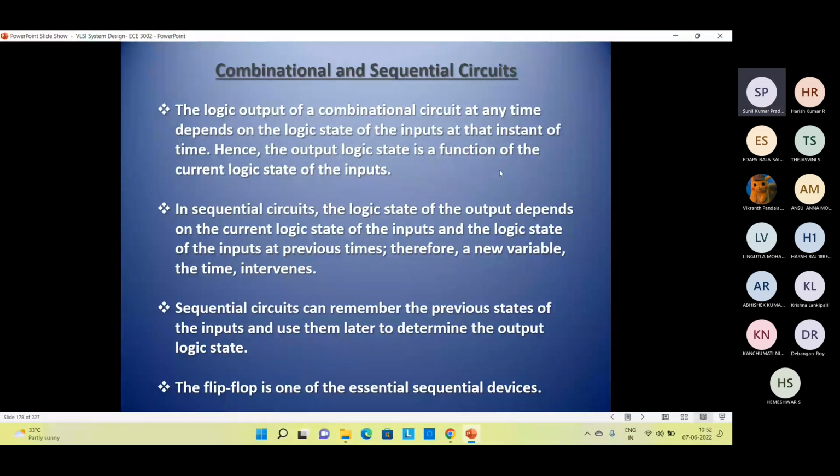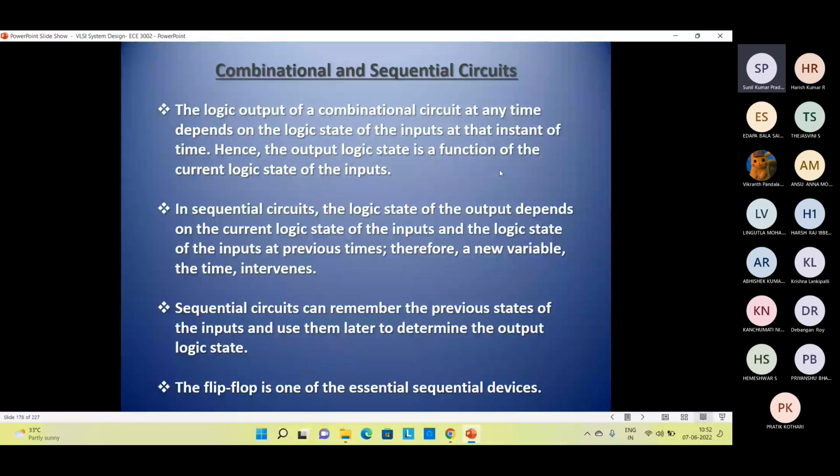But in a sequential circuit, the logic state of the output depends on the current logic state of the input and the logic state of the input at previous times. Therefore, a new variable, time, intervenes. So the sequential circuit can remember the previous states of the input and use them to determine the output logic state. As you know, the flip-flop is one of the essential sequential devices.